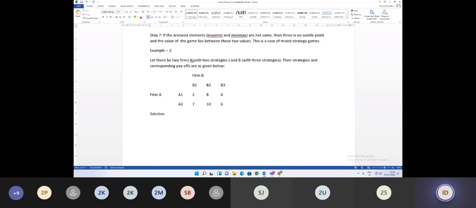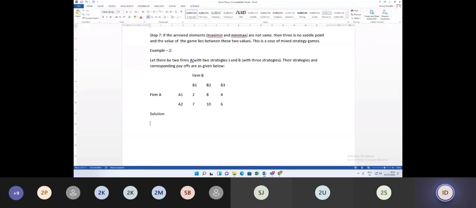I will try to explain the example. Let there be two firms, A and B. There is a competition between these two firms. The first firm, A, has two strategies. B, the opponent to A, has three strategies.